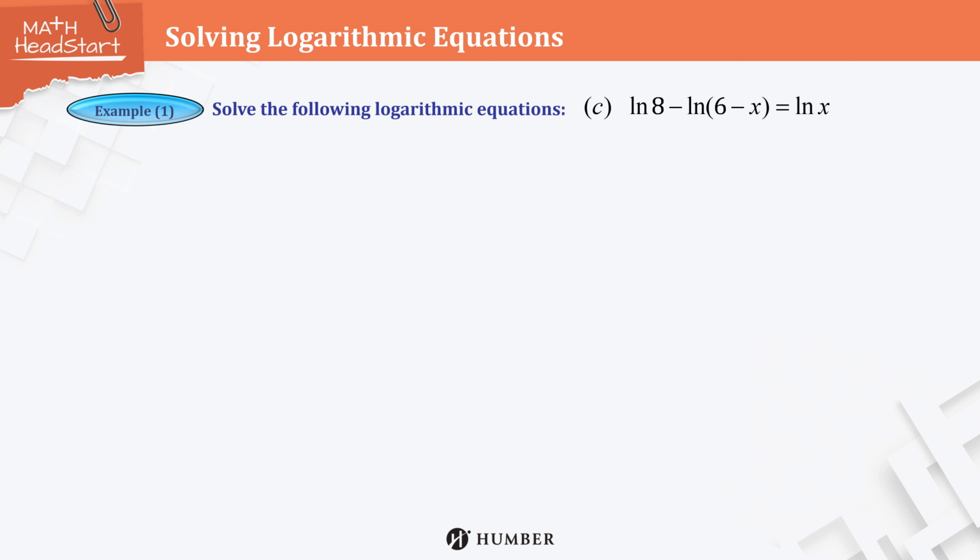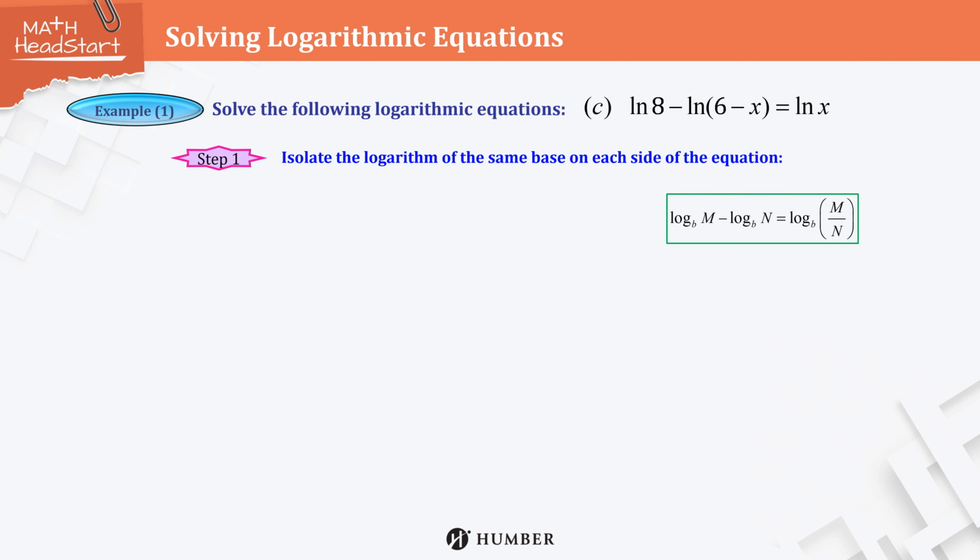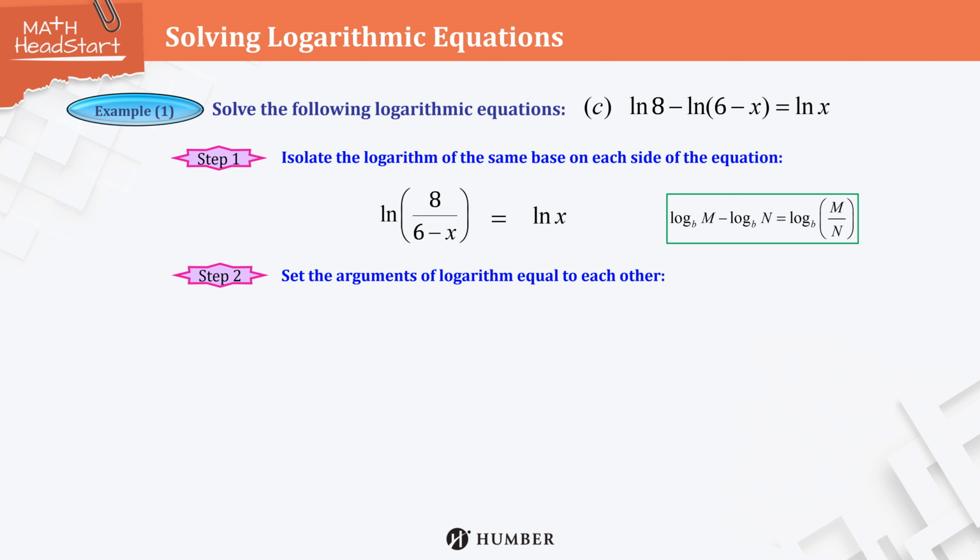Let's try another example. We need to isolate the logarithm on each side of the equation. To do so, we rewrite the left side using the quotient rule of log property. It can be written as the quotient as shown using the property. Now we can see the logarithm with the same base on each side. Equate the arguments to each other. Simply drop the logarithms from both sides.